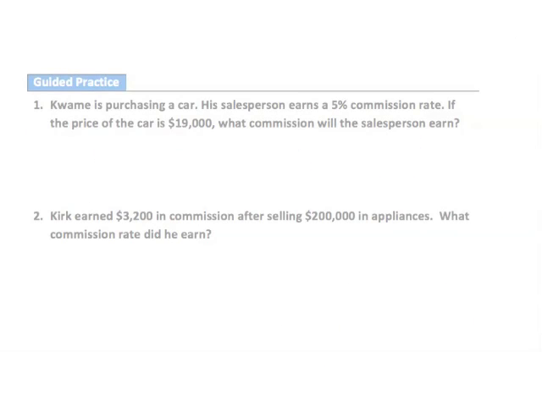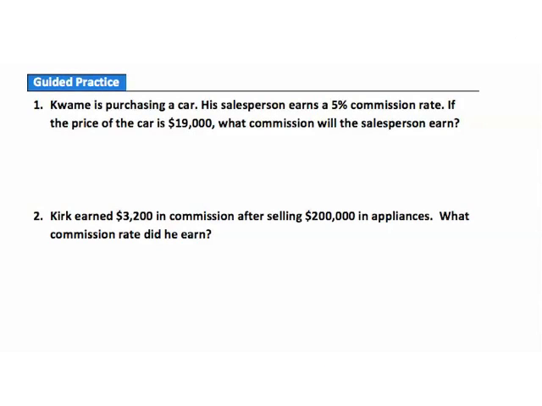Now it's time to check your understanding of solving for an unknown value in the commission equation. Hit pause on your video player and answer these guided practice questions. When you're done, hit play to see how you did.